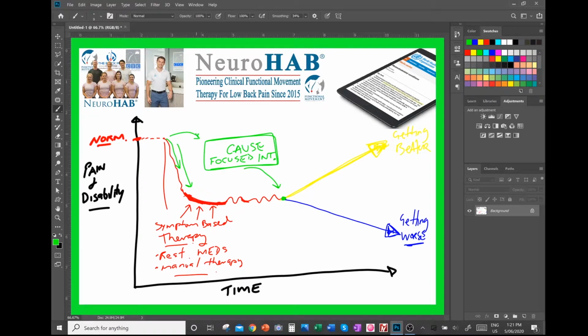And we all know that cause is movement dysfunction. I'll put that in another colour. We're going to call that movement dysfunction.